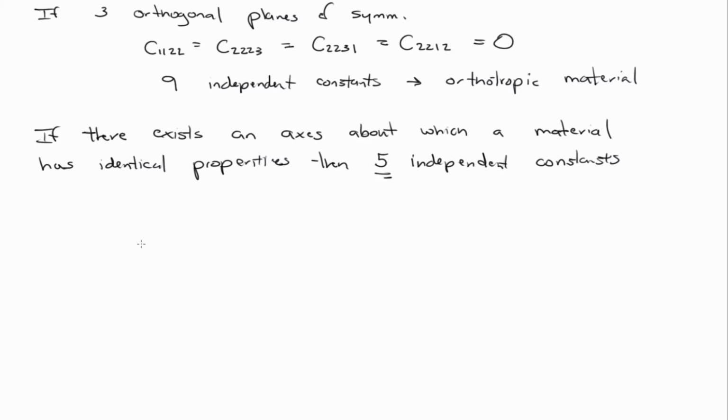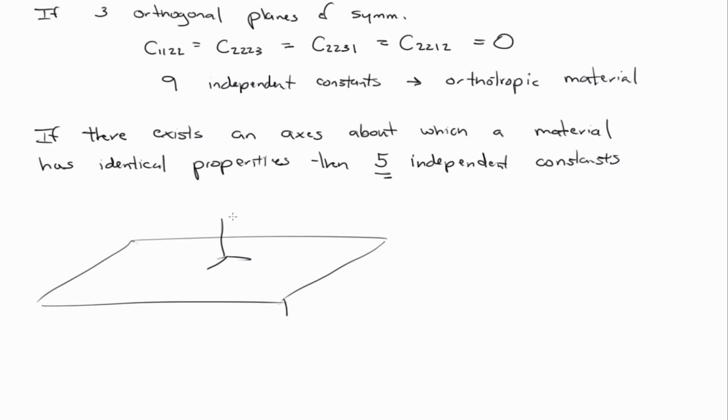So you can imagine if you have a material and there's an axis, say x3 in this case, about which if I rotate any way around that axis, if I take the sample and I rotate it any arbitrary direction around that axis and do the test, I always get the same properties, right?